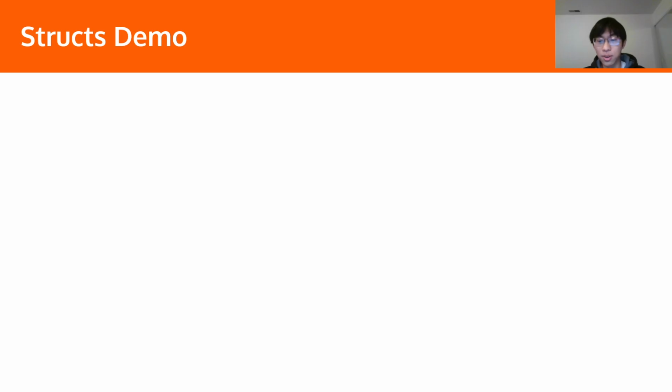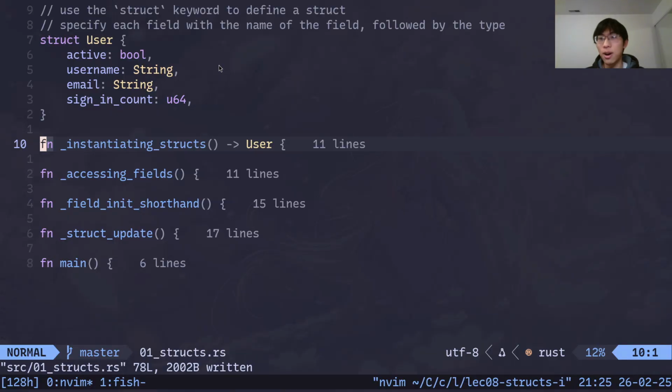So I've prepared a quick little demo here about how structs work. We can start by talking about how we define a struct. The general framework for making a struct is that we use the struct keyword to define a struct, and we specify each field of the struct with the name of the field followed by the type.